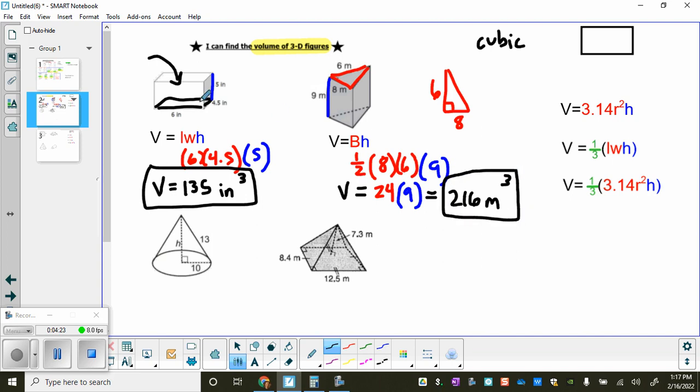So if the bottom's a rectangle, it's length times width. If the bottom's a triangle, it's 1/2 base times height. And then what they both have in common now, because we're filling up a 3D shape, is multiplying by the height of the overall prism.